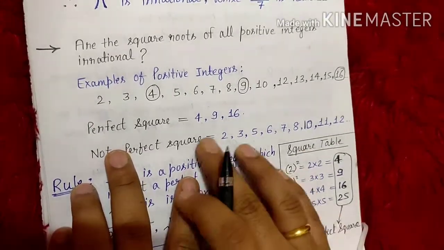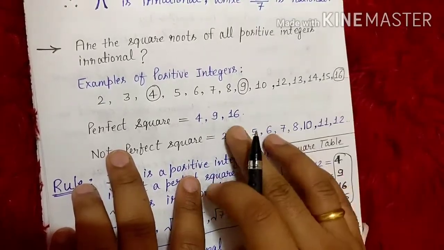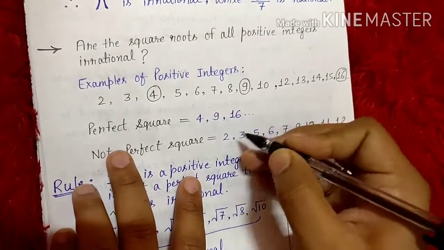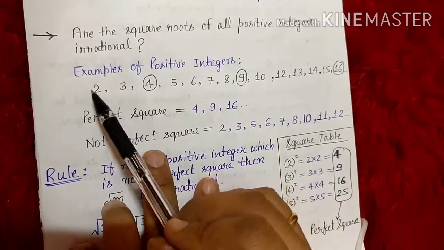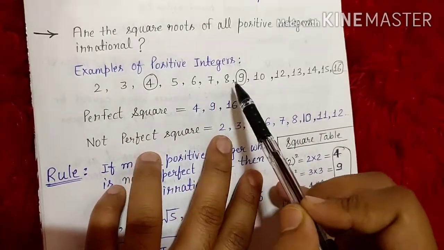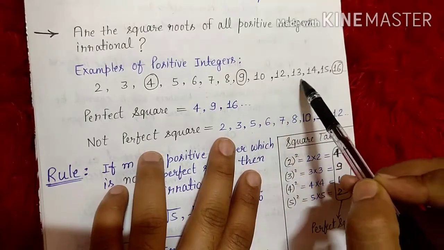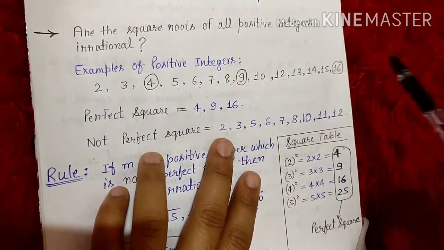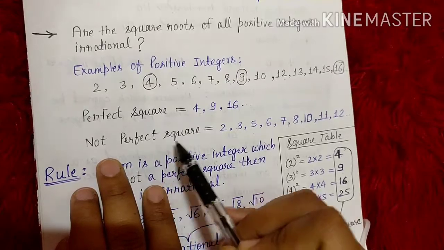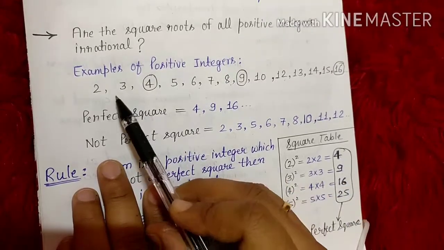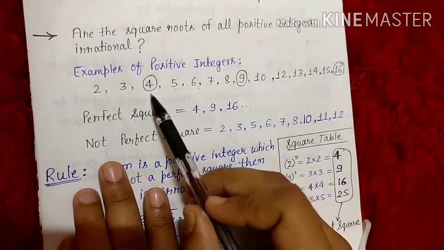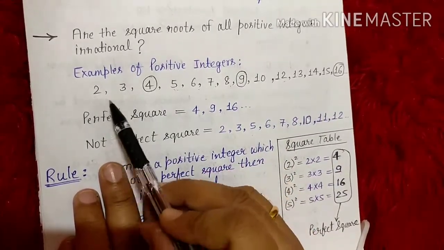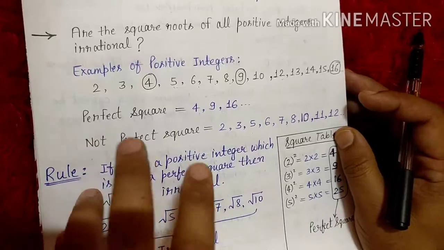These are all perfect squares. Till here I have just taken a few examples; there can be more. Now which are not perfect squares here, the ones left: 2, 3, 5, 6, 7, 8, 10, 12, 13, 14, 15? These are all non perfect squares. The circled ones are perfect squares, and the ones which are not circled are not perfect squares.